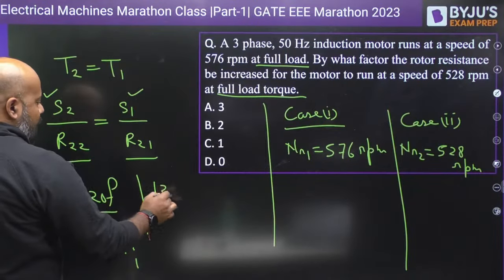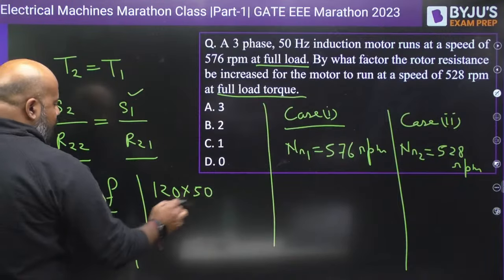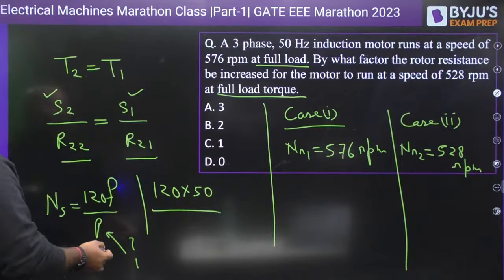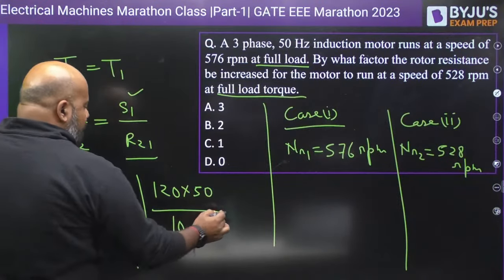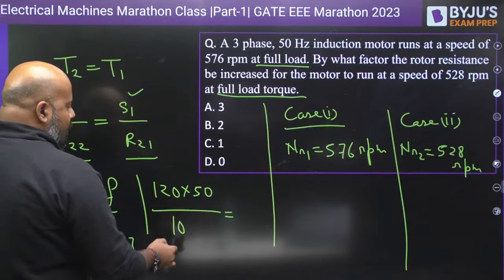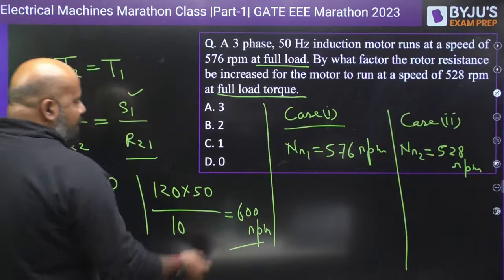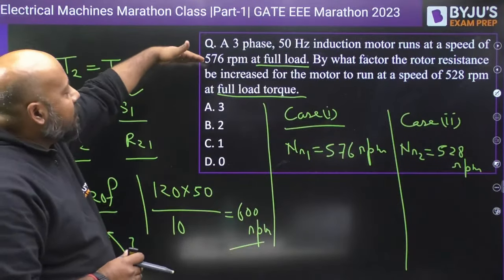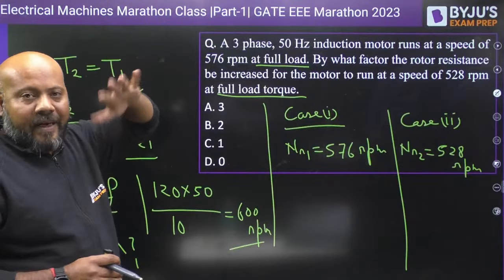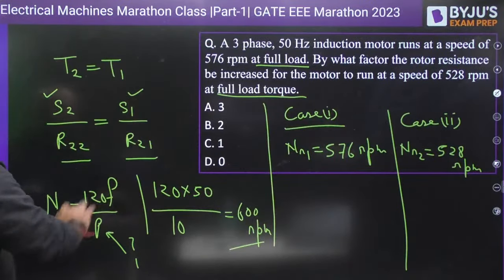Suppose it is 120, this is 50. You keep on putting different values for P. Suppose you put P equal to 10. So it is how much? 600 RPM. 600 RPM is just above this full load speed. So you can understand that by guess you can say the number of poles is going to be 10.